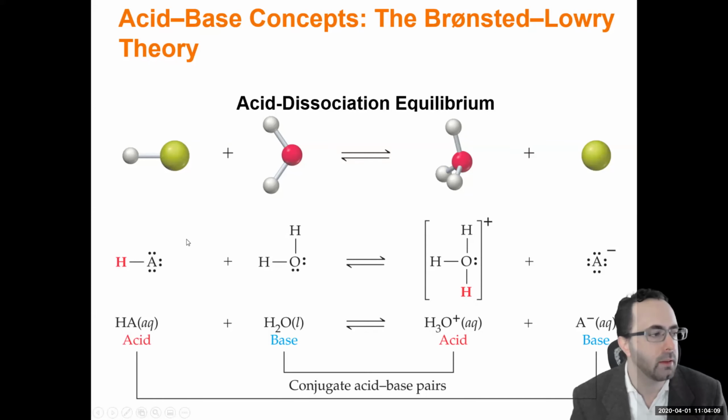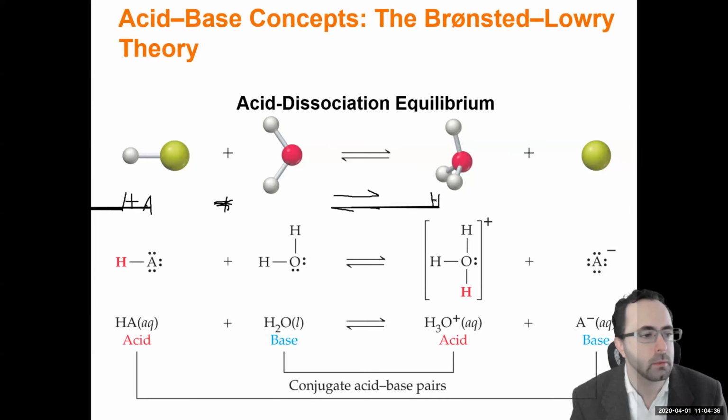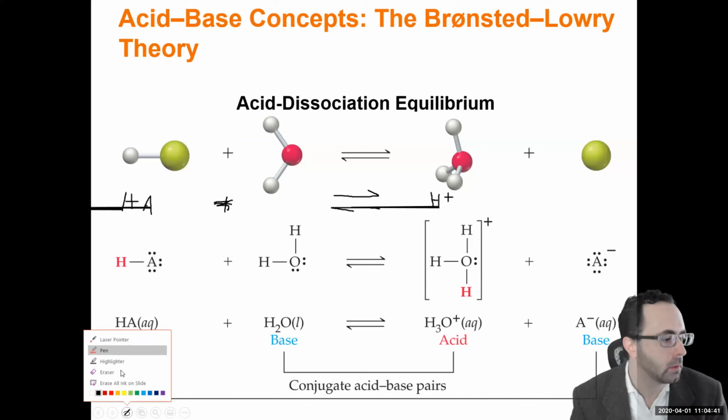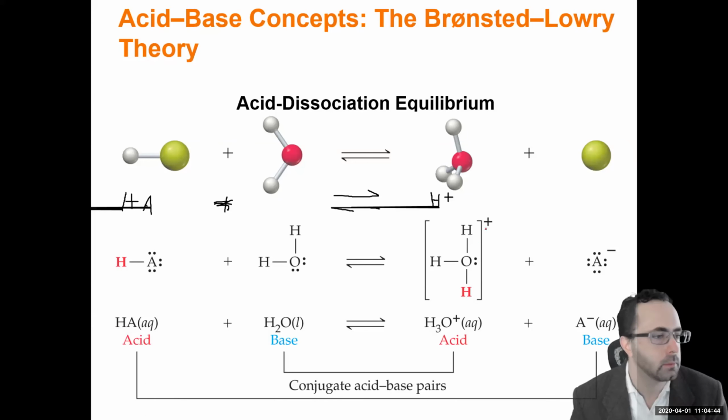Now, another way to write this, if we were just writing this in general, would be to call this HA again. HA. Oh, whoa, something weird's happening with my pen there. And we could just say, okay, HA is going to then separate, and I'll use these 2 arrows, into H plus. This is a weird thing happening with this pen. Plus A minus.